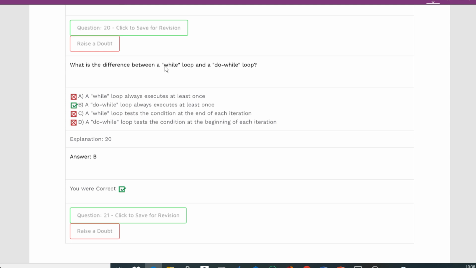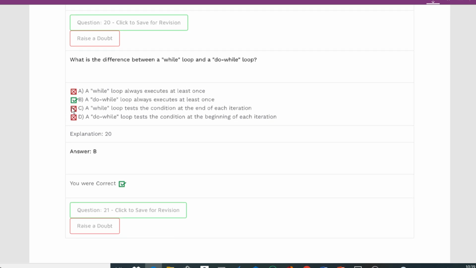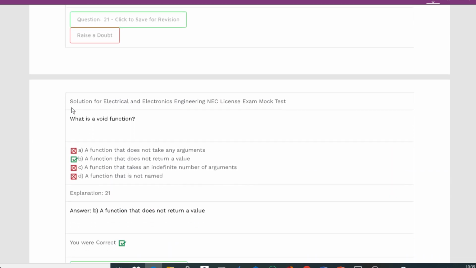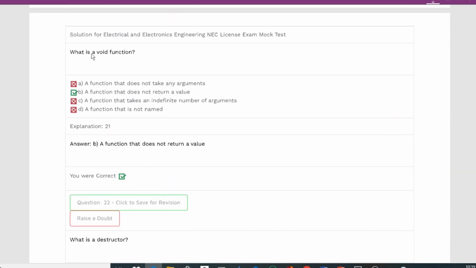Now what is the difference between a while loop and a do while loop? These are questions from C programming. Here a do while loop always executes at least once. So the correct option is B. And what are void functions? A void function does not return a value. The correct option is option B here.